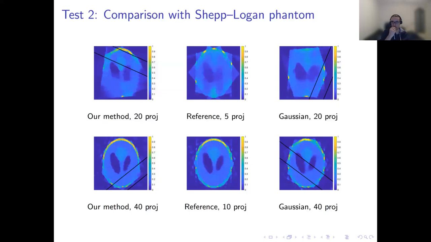Maybe this also shows quite nicely how this method is able to find the edges in the image. So this is after 20 and this is 40 projections. This is the same amount of radiation as with the full width sensor. And here is for a Gaussian prior. So also in this sense, it's clear that having this TV type of prior helps.